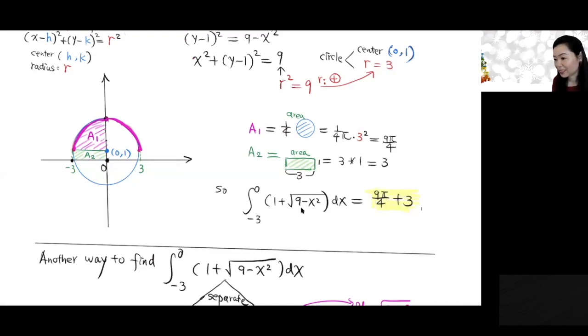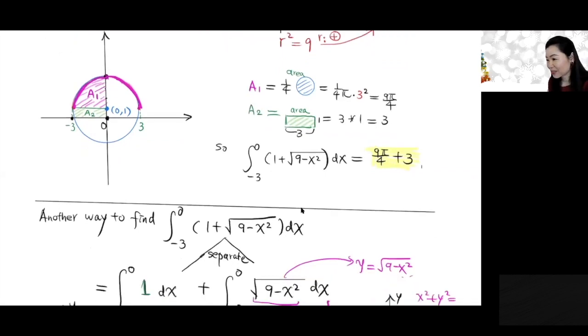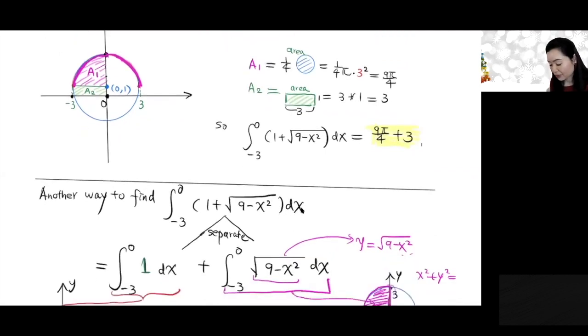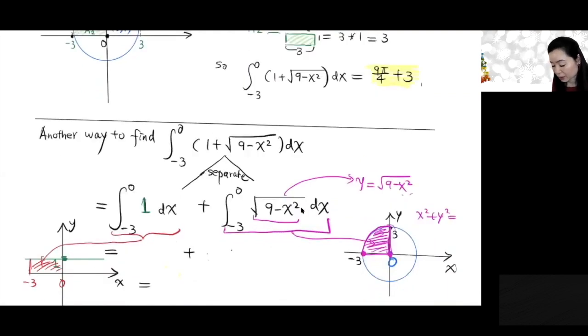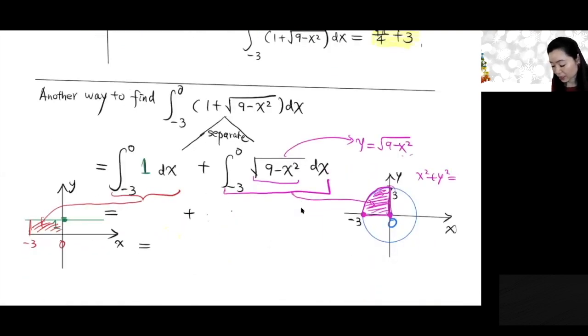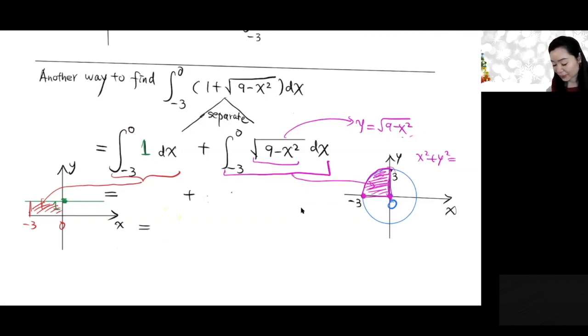So you got this. Now, this is one way to do it. Another way to do this is to separate this into two parts. When you integrate the sum, you separate it into two parts: the integral of 1 plus the integral of this. Maybe we haven't learned about this. For the first one, the area under this constant function 1 from -3 to 0 is the area of this rectangle. So that will be 3 times 1.